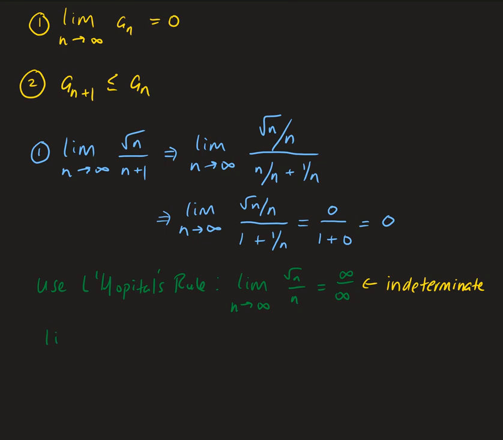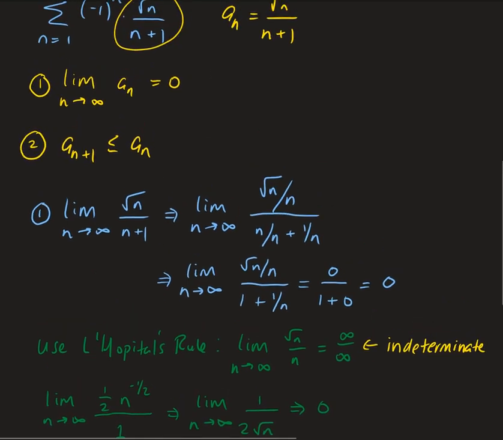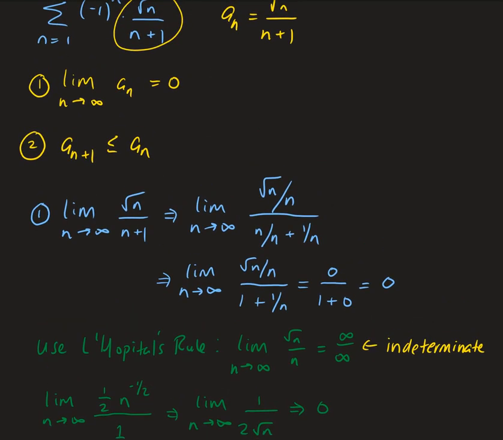We do that by taking the derivative on top. That's going to give us 1/2 n to the negative 1/2, using the power rule, and this is all going to be divided by 1. Rewriting this, we get 1 over 2 root n. So as n goes to infinity, this is going to go to 0. That gives us our first condition: the limit of the nth term is going to 0.